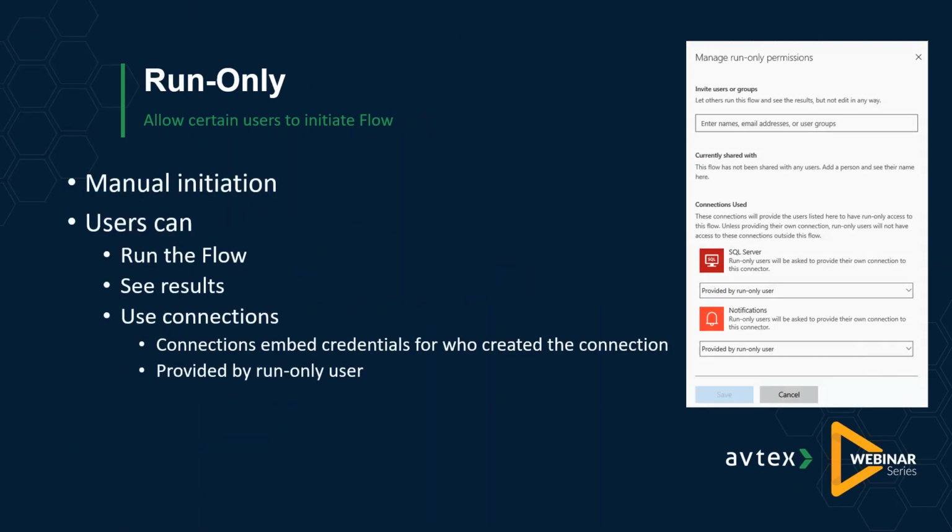Then the other thing is the run-only permission. If you have a manual instantiation process, you have the ability to manage run-only permissions. So this is only available, once again, on manual initiations. The people that you set for run-only rights can run it, of course. They can see the results, makes sense. And they can utilize either connections that you have already put in place, or you can specify that those credentials need to be provided by the run-only user, which is actually the default if you're doing any manual instantiation.